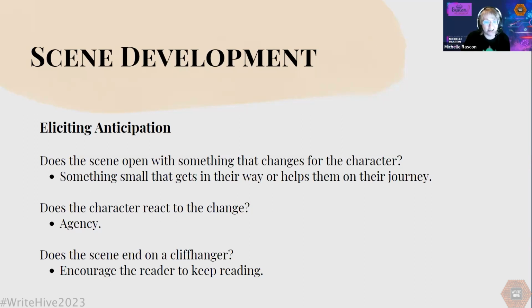Finally, does the scene end on a cliffhanger? You want to end on a cliffhanger. It doesn't always have to be super suspenseful, but it just needs to be something that will encourage the reader to keep reading the story. You don't want to give them any opportunity to look at their clock and be like, wow, it is 2 a.m. and I really need to put a bookmark in there. I hope that this scene ends soon. You want them to stay up and continue reading your book.